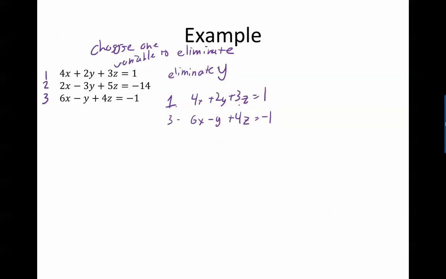So how do I make this thing negative 2? I'm going to take this bottom equation and multiply everything by 2. So my top equation is 4x plus 2y plus 3z equals 1.